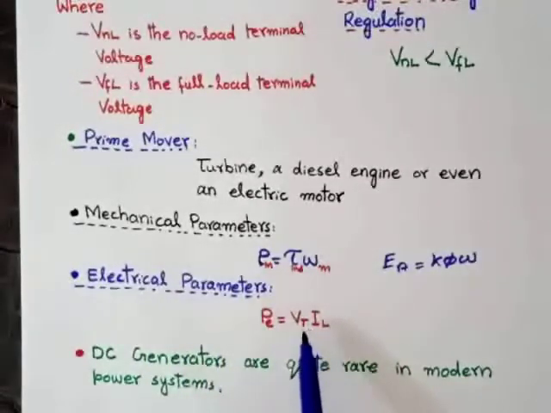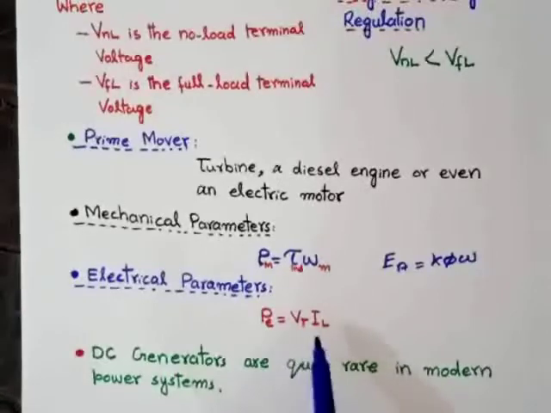P is equal to Vt into IL. IL means line current, Vt means terminal voltage. There are two parameters. One is the terminal voltage and the second one is the line current.